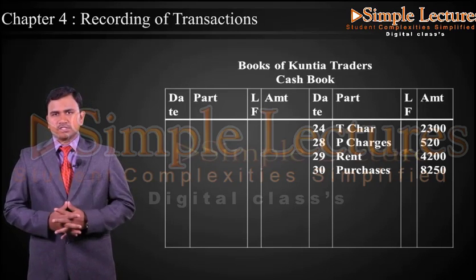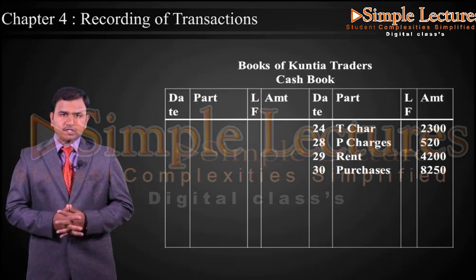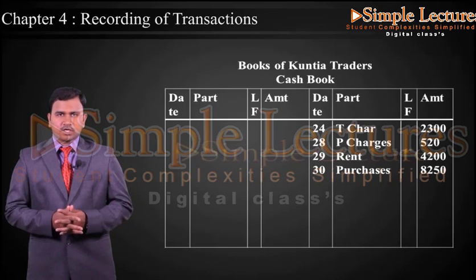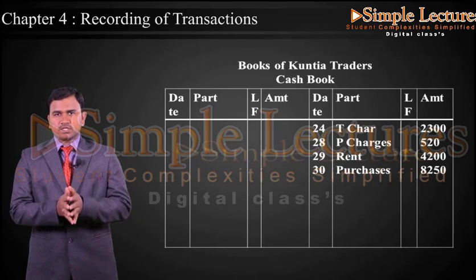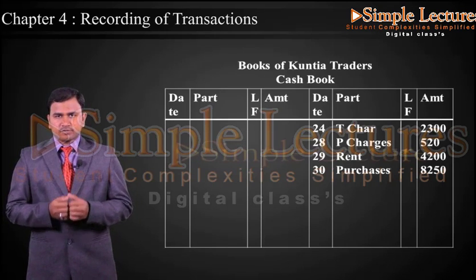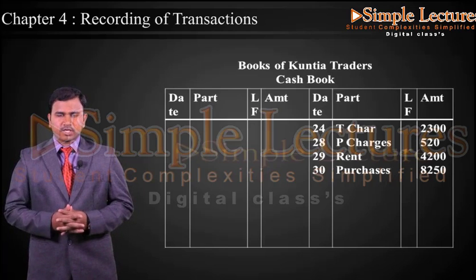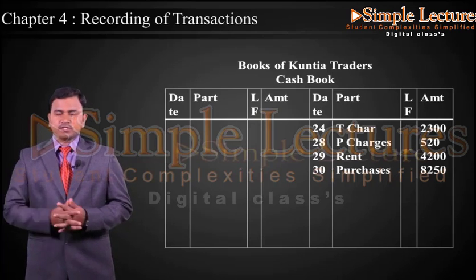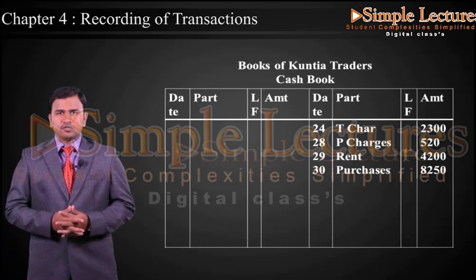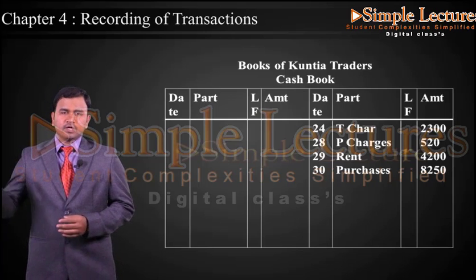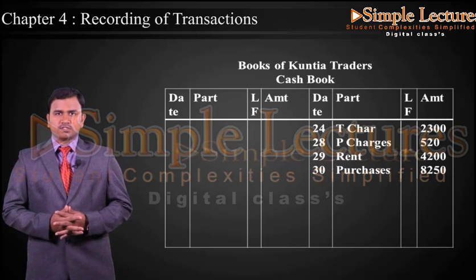And the last transaction we have on September 30th, where sold goods for cash 15,600. So whenever we have a sale, we are going to receive the cash, which is nothing but receipt, which should be recorded in the debit side. So the date will be September 30th, and the entry will be to sales account in the amount column 15,600.